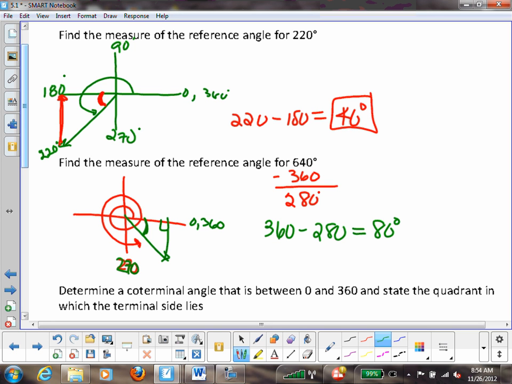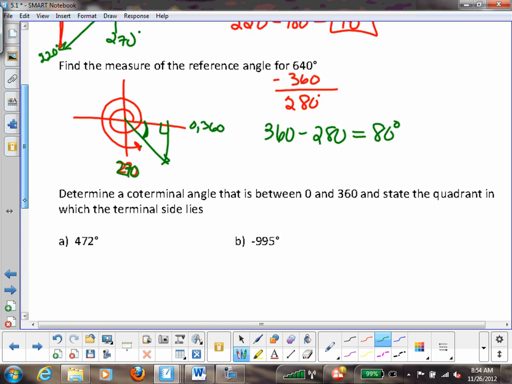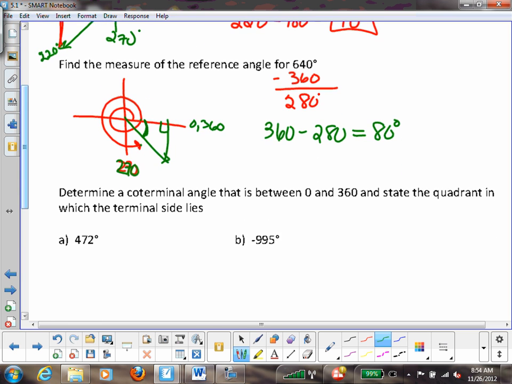Because we know that in one rotation, that's 360 degrees, right? So 640 minus 360 means I've got to show a rotation of 280 degrees still, so that I go a total of 640. So one rotation takes me here. Another rotation for 280 takes me in the fourth quadrant. Allie?